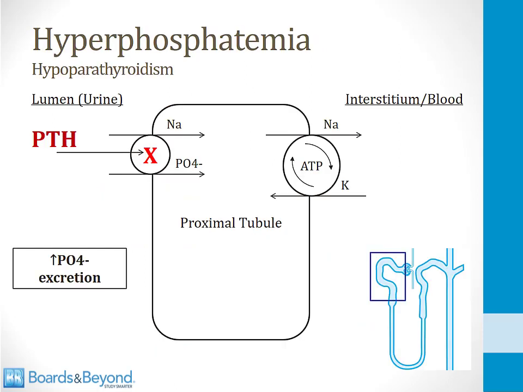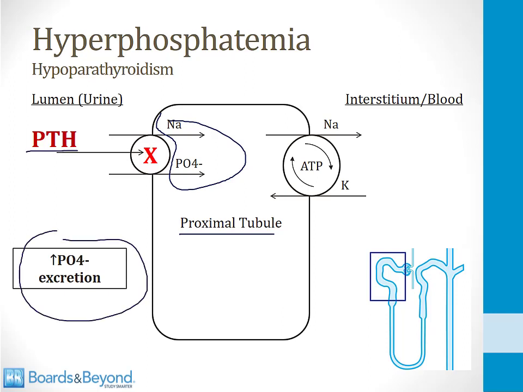Here's a slide from our video on nephron physiology. In that video, I talk about how cells in the proximal tubule have a cotransporter for sodium and phosphate, and this cotransporter is inhibited by parathyroid hormone, and that leads to increased phosphate excretion. So if you have low parathyroid hormone levels, this transporter will be more active.